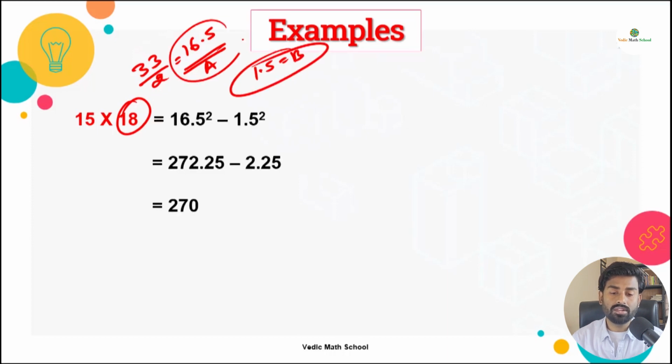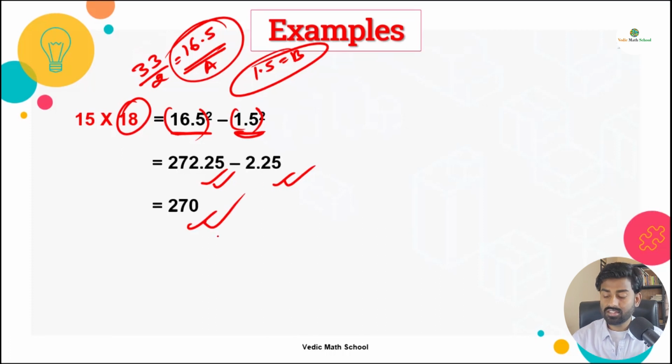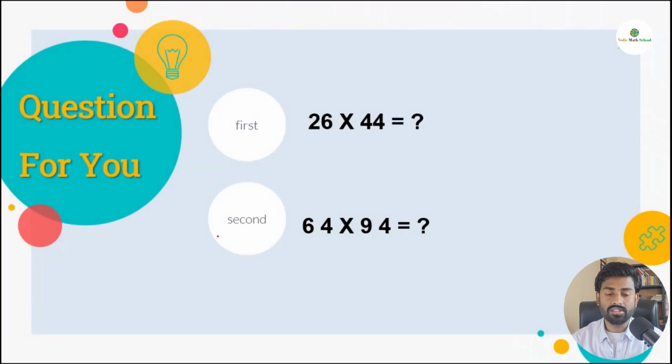Now you have a and you have b. Both values you have. So just square these values. So 16.5 square, 1.5 square. This is the square of a whole number, not only 5 square. So you will get this square, you will get this square. Subtract it, you will get 270. So getting this answer is very easy if you know the squares fast.